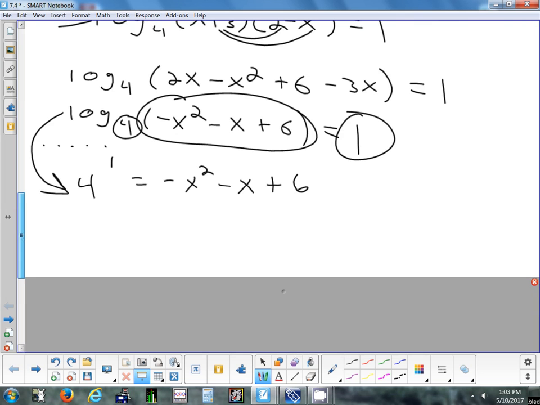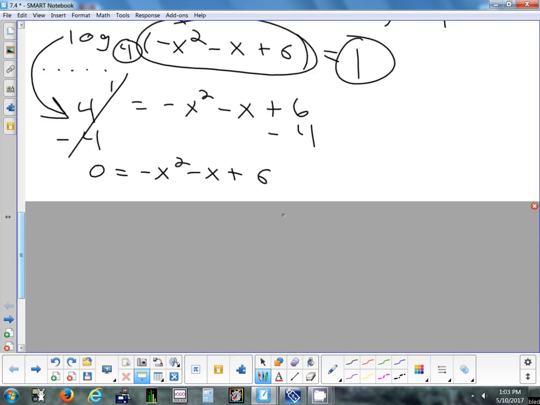All right, so now, when we solve a quadratic, what do we normally have it equal to? Right now it's equal to 4 to the first power, which is 4. That's not normally what you set a quadratic equal to. 0. You're going to get it equal to 0. So I'm going to bring that to the other side. So I get 0 equals negative x squared minus x plus 6.